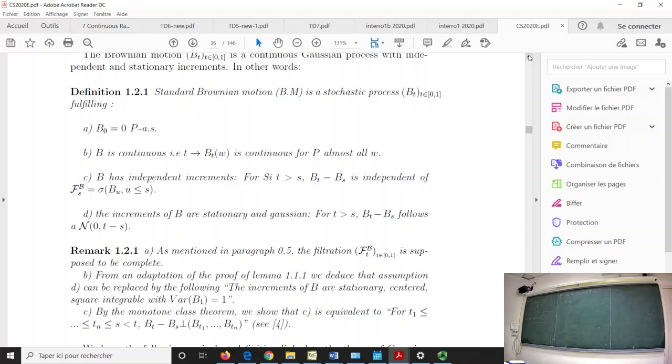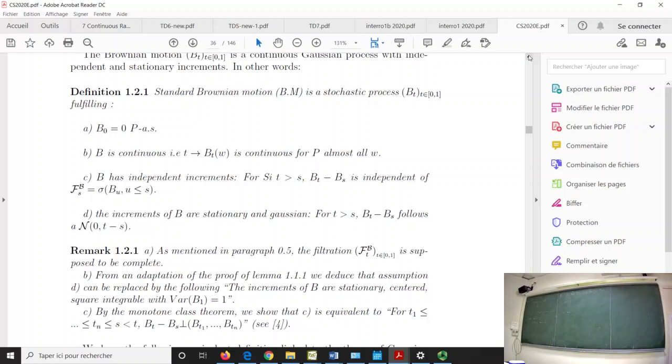For the continuity, I have nothing to say because I suppose it to be continuous here. So let's do the last one. Because I have the Gaussian hypothesis and I have a Gaussian process, if I am interested in Bt minus Bs, what can I say about the distribution of this one?